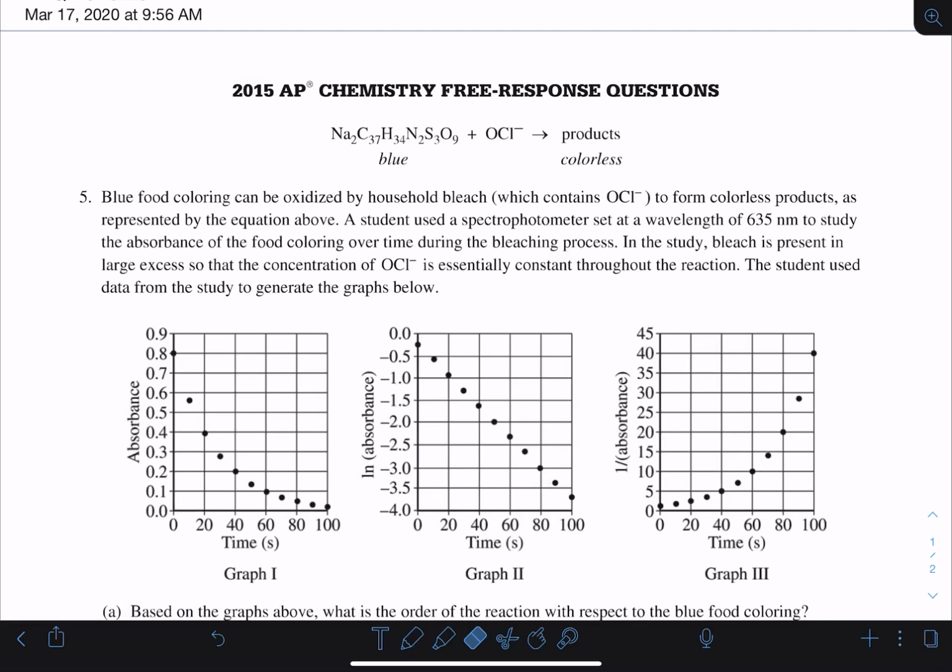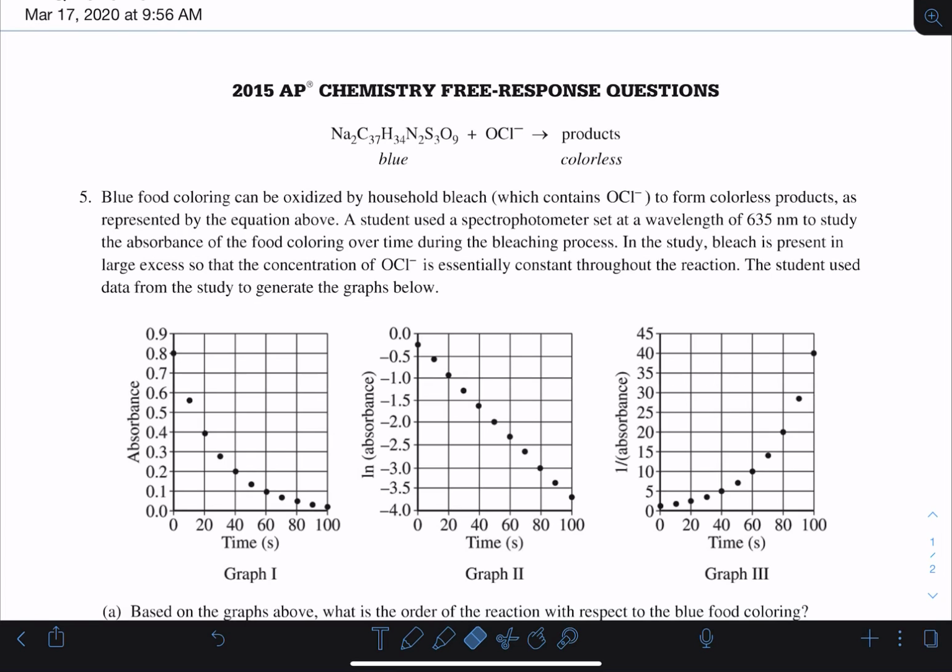2015 AP Chemistry Free Response question number 5. So this question is looking at the oxidation of blue food coloring with bleach, and is tracking it using a spectrophotometer set at a wavelength of 635 nanometers to study the absorbance and how that changes over time.